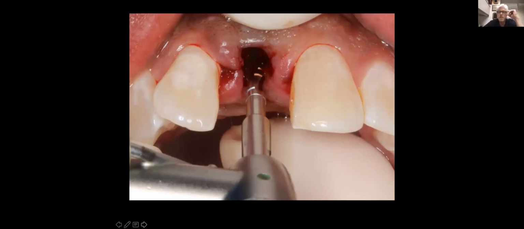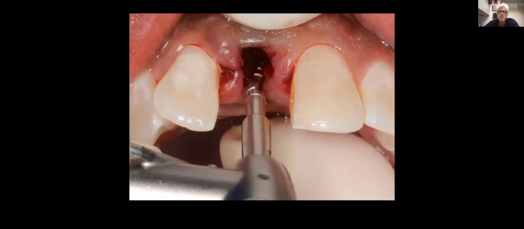So now this is very important. I'm taking my pilot burr, which is a 2.4 diameter burr, and this positioning is very, very critical. I do not want to place that implant directly into the socket site. Why do I say that? Well, because we remember how thin the facial plate of bone is. I do not want to place my implant exactly where that root is.